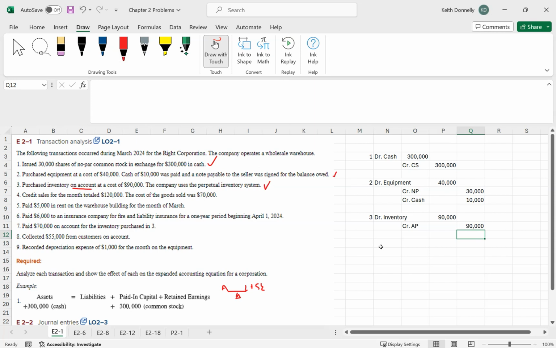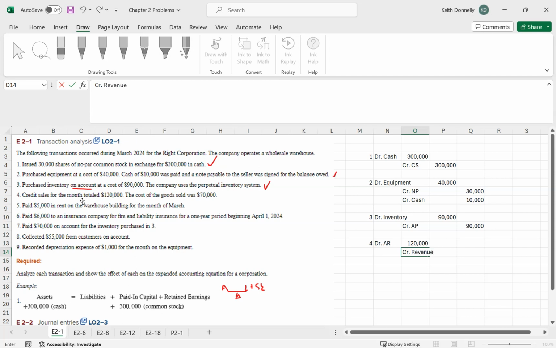Okay, 4 here. Let's check this guy out. Credit sales for the month totaled $120,000. The cost of goods sold was 70. So we have two things going on here. Let's tackle the credit sales first. We sold stuff on account, so that means it's through accounts receivable. Debit accounts receivable, 120,000. And these were sales, so remember, we credit our revenues, 120,000.